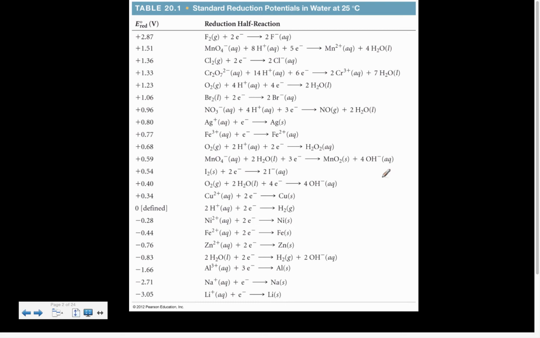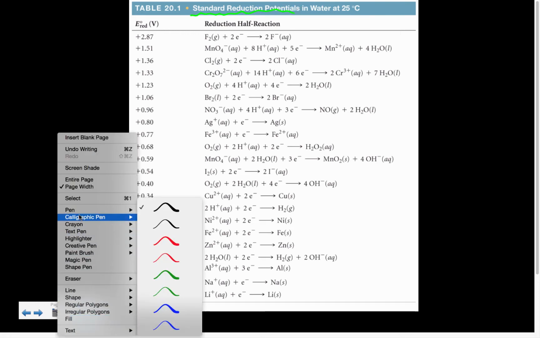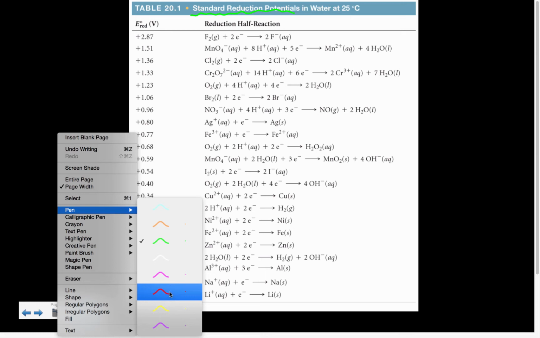Now, here, we're going to build on that. We talked earlier this school year about how balancing redox reactions is not as simple as just putting coefficients to balance our species. And here is where that comes in. So this is a table of standard reduction potentials, meaning that every one of these reactions is written as a reduction.